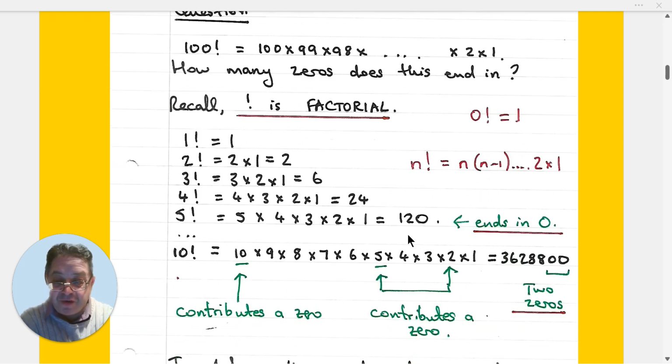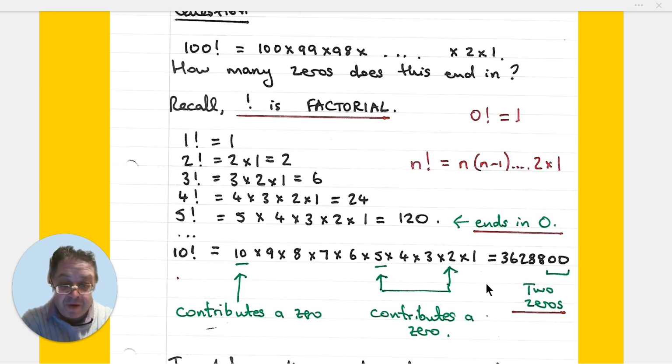Notice that 5 factorial ends in 0. And all the numbers from there onwards will end in at least 1 zero. The question is, for 100 factorial, how many? If we continue down to 10 factorial, that will be 3,628,800, ending in 2 zeros.